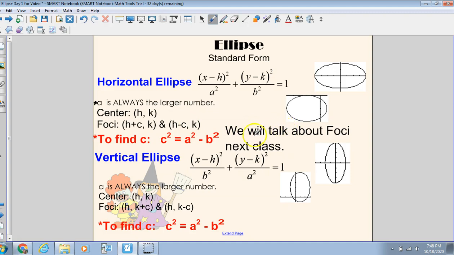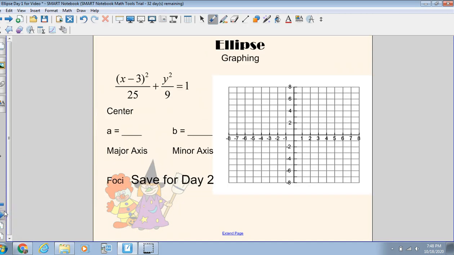We're going to talk about foci next class, and there's a relationship between a, b, and c that we'll talk about next class. And our vertical ellipse is when a squared is the bigger number and that bigger number is underneath the y. Whereas for the one up here, the bigger number is underneath the x, so we're going more distance horizontally, and we get a horizontal ellipse. If the bigger number is under the y, then we're going further vertically, and we get a vertical ellipse. Okay, so let's just get straight into practicing.